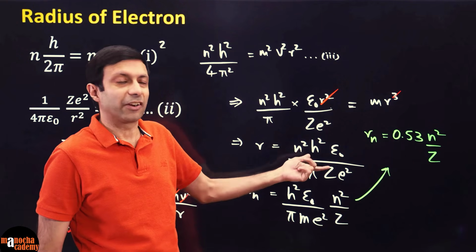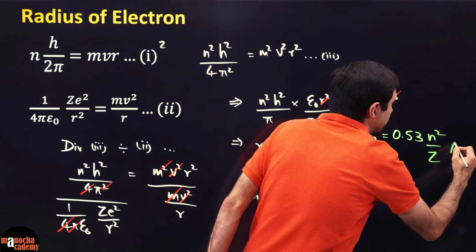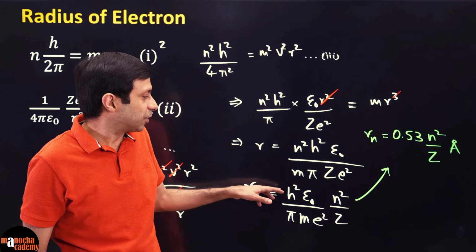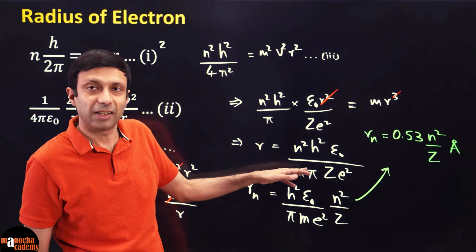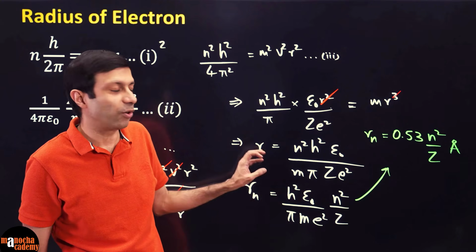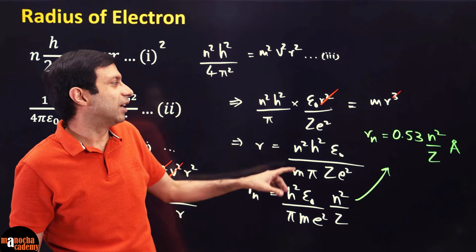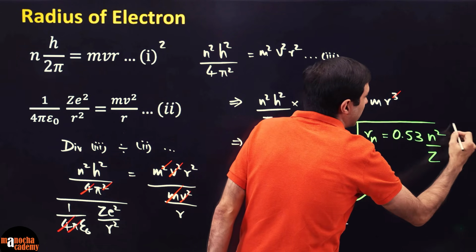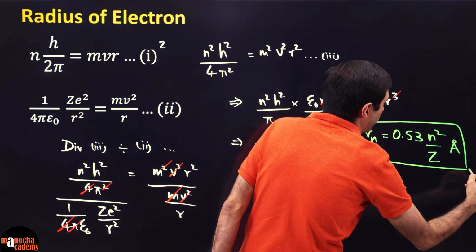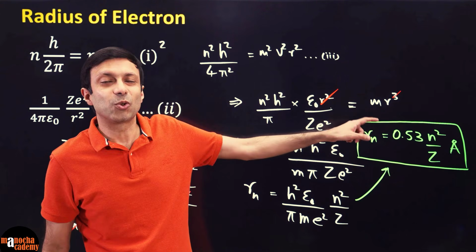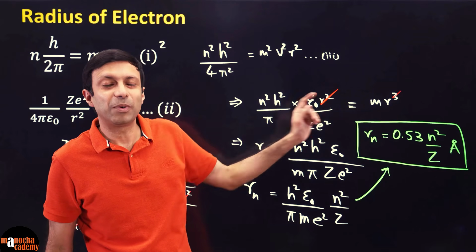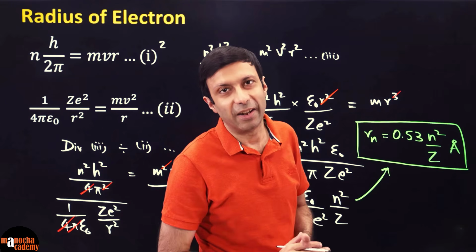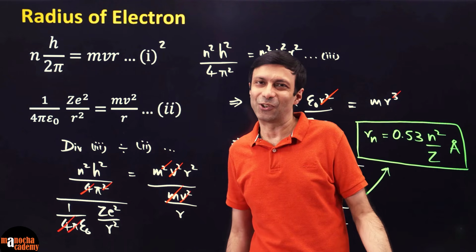And this is the radius of the electron in angstroms. Remember, angstrom is 10 to the power minus 10 meter. So if you substitute Planck's constant, epsilon naught, pi, m, e square, all this in your SI units, finally you're going to end up with this important expression that the radius of the nth shell, Rn, is 0.53 times n square by Z, where n is the shell number and Z is the atomic number. So this is a very, very important formula where we have derived the radius of an electron.